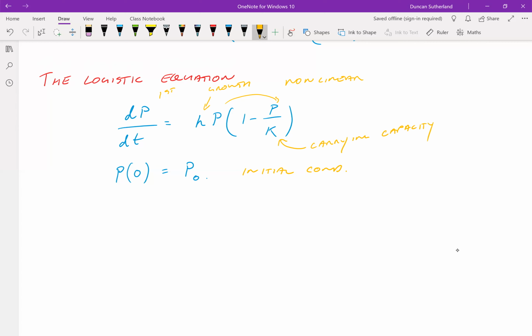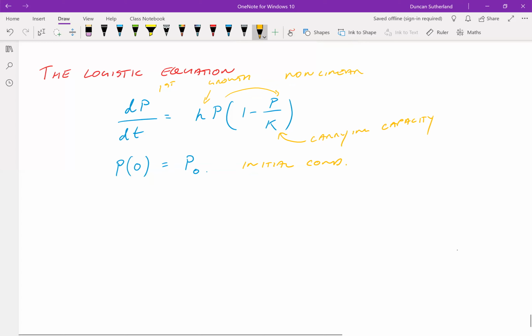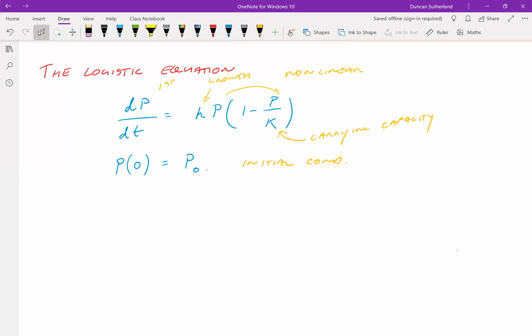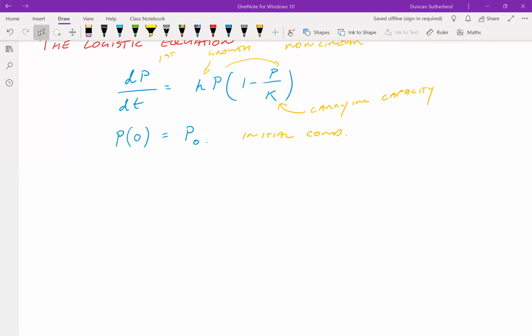It's related to the maximum amount of resources, or the maximum population. And we'll analyze that in more detail later when we learn about stability. For now, this is just a complicated equation that we can solve with separable techniques. So we're going to go ahead and do that.